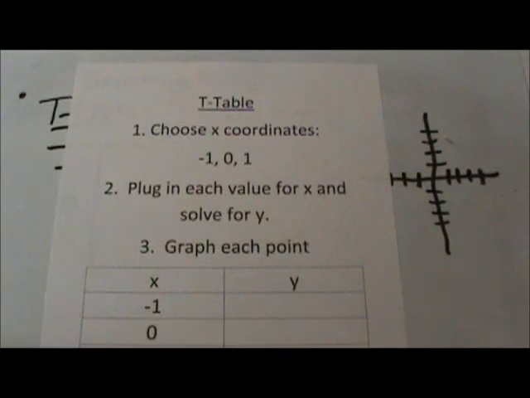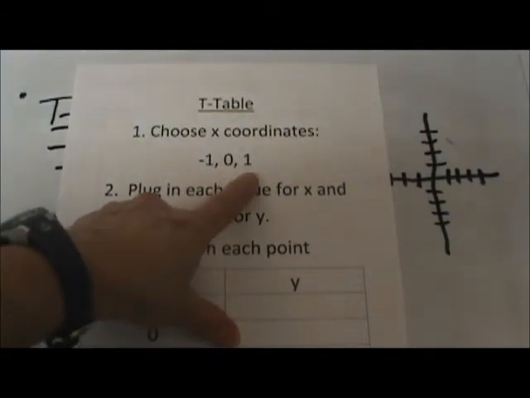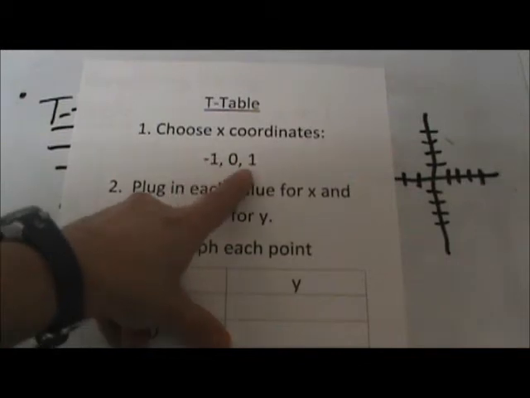I usually pick ordered pair x values that are close to the origin or close to the center. So I pick -1, 0, and +1. You can pick -2, 0, and 2 or something just close to the origin.